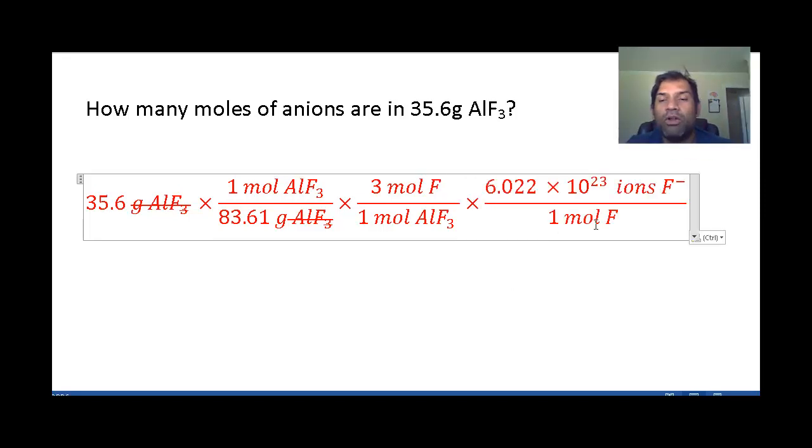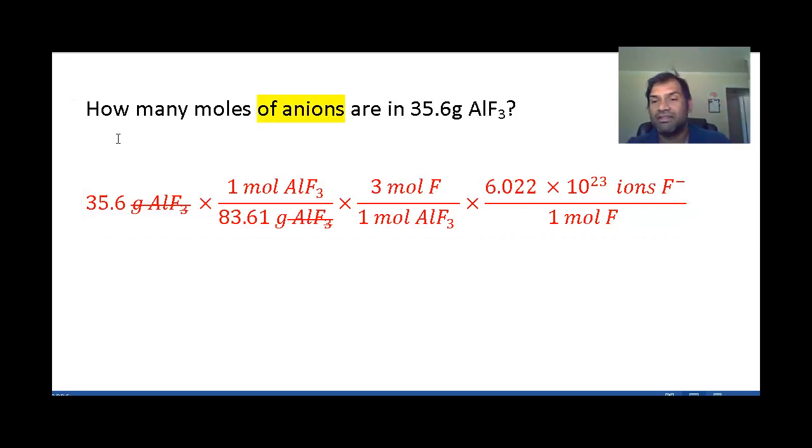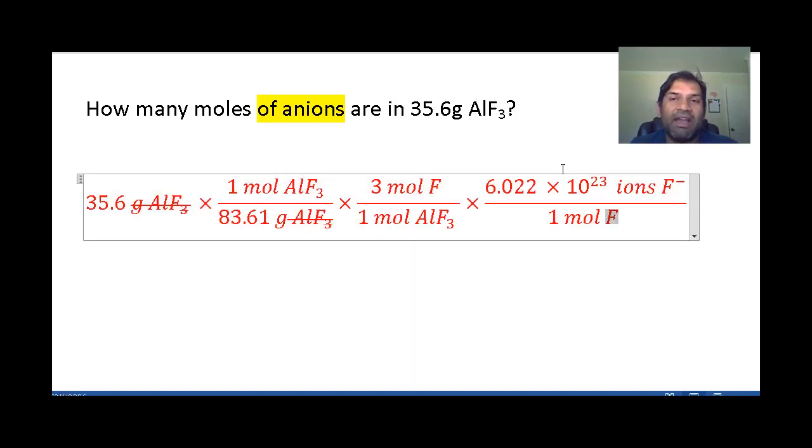All right, so 1 mole of F, or I guess you can say F minus, is this many ions of F minus. You can also say 1 mole of F has this many atoms of F, but the problem is specific in that it's interested in anions. And so the moles of AlF3 cancel out with the moles of AlF3. The moles of F minus or F cancels out with moles of F or F minus. Again, I want to emphasize and reiterate this could be atoms of F or ions of F minus. So let me just make it clear by putting an F minus here.